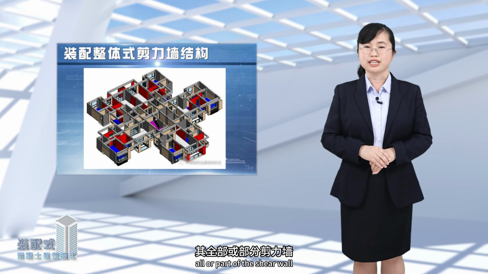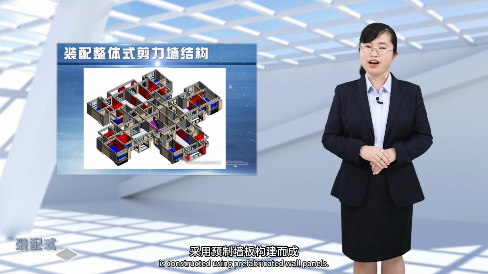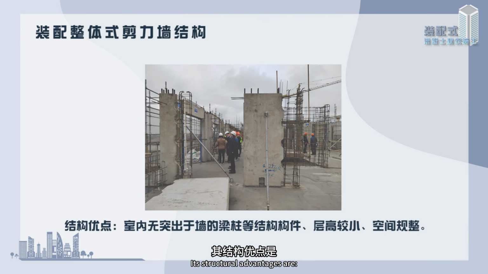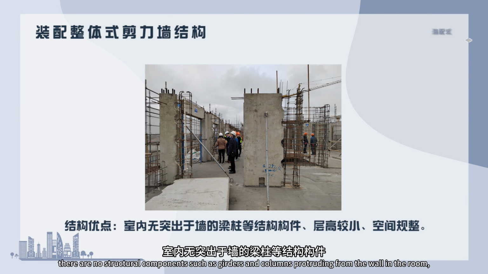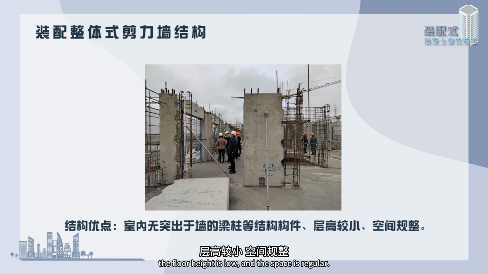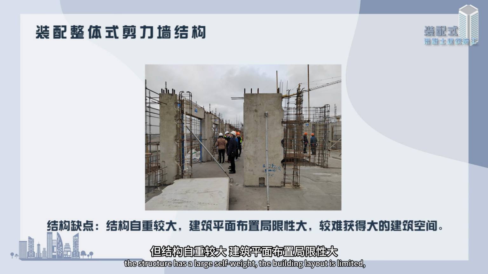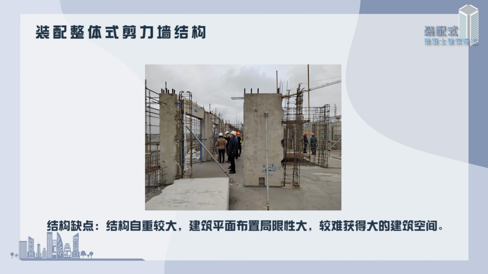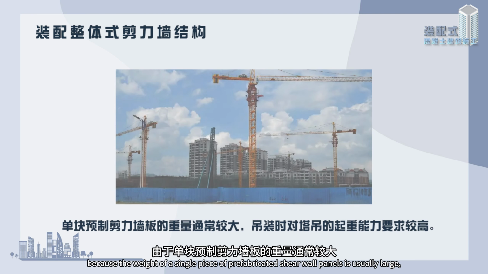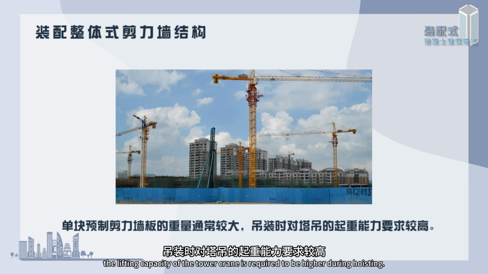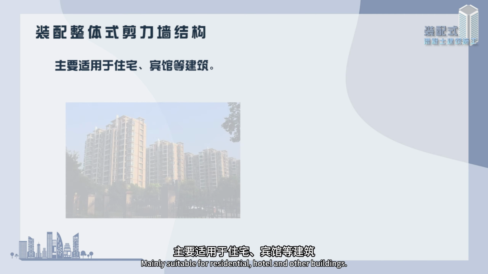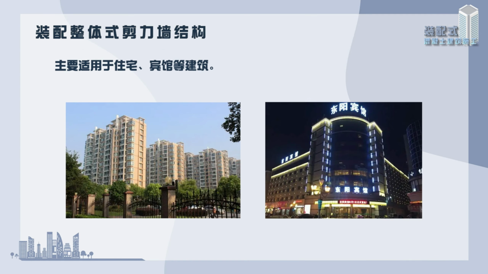Assembled integral shear wall structure is a common structural system in residential buildings. All or part of the shear wall is constructed using prefabricated wall panels. Its structural advantage is that there are no structural components such as beams and columns protruding from the wall in the room. The floor height is low and the space is regular. The structure has a large self-weight. The building layout is limited, and it is difficult to obtain a large building space. In addition, because the weight of a single prefabricated shear wall panel is usually large, the lifting capacity of the tower crane is required to be higher during hoisting. It is mainly suitable for residential, hotel, and other buildings.